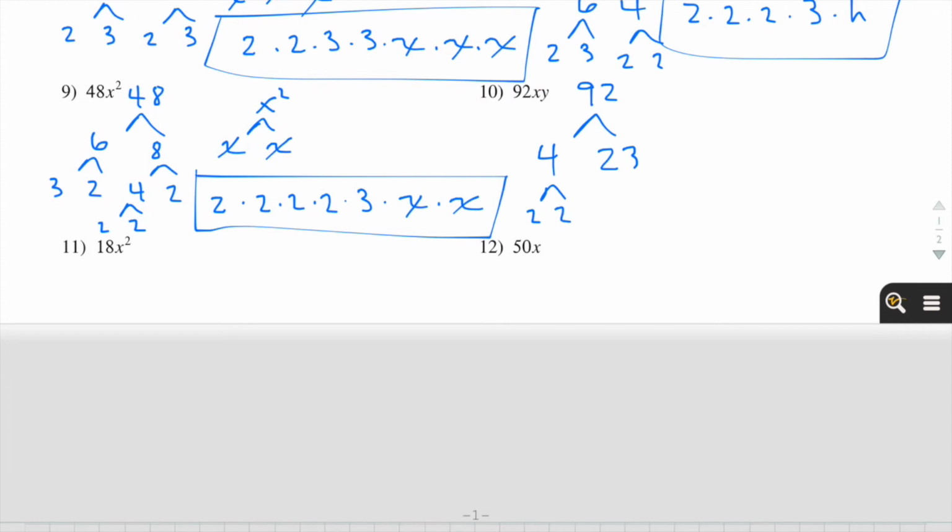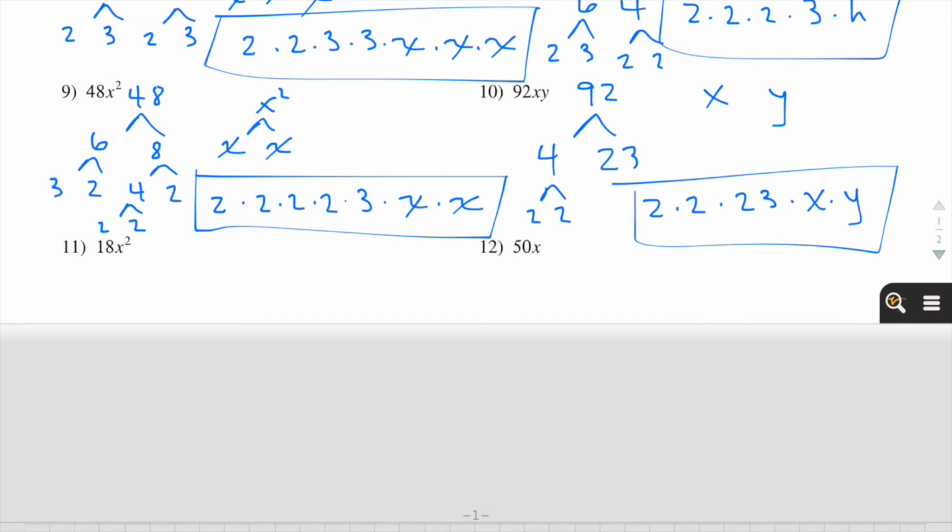So let's look at the x. X doesn't break down any further, neither does the y. So our final answer is 2 times 2 times 23 times x times y, and that's our final answer.